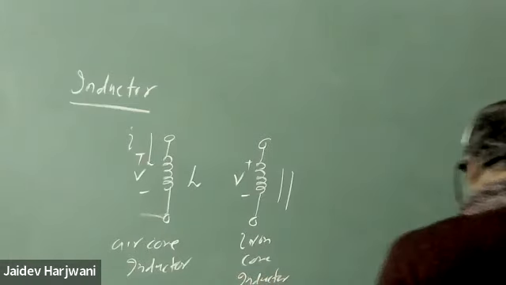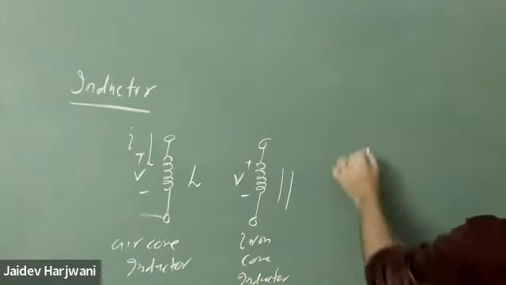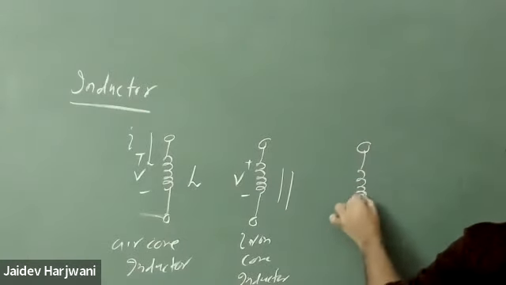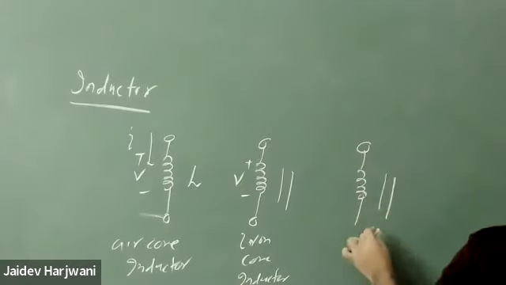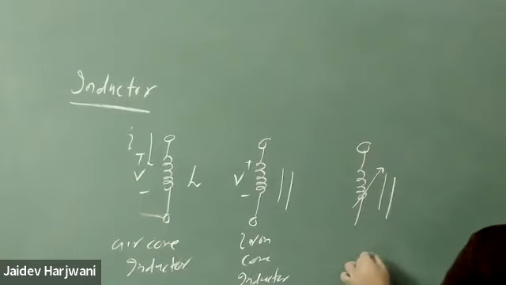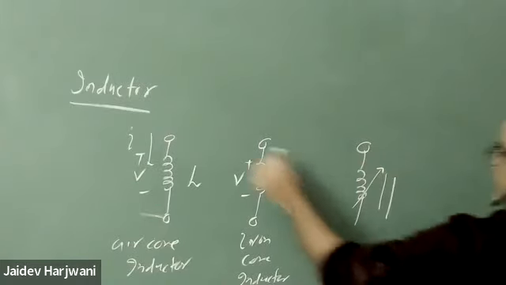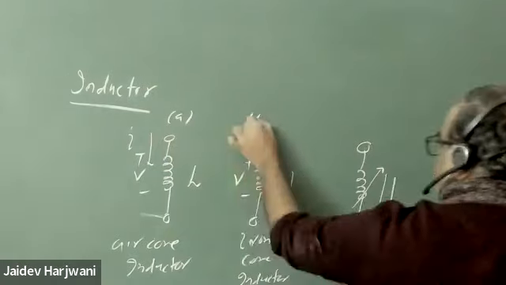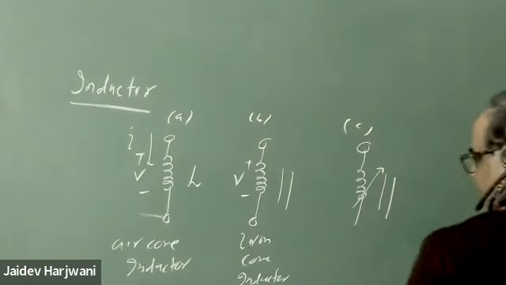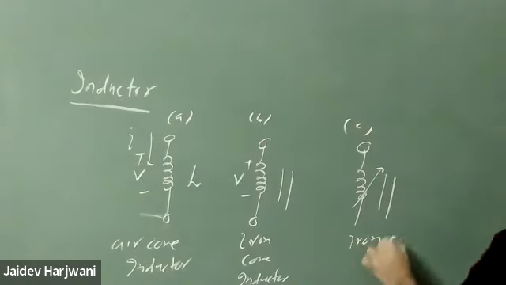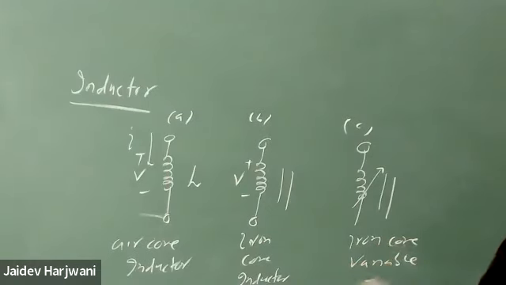And then you have one more thing, iron core and variable. So you have type C. Say this is A, this is B, and this is C. This is the iron core variable inductor.